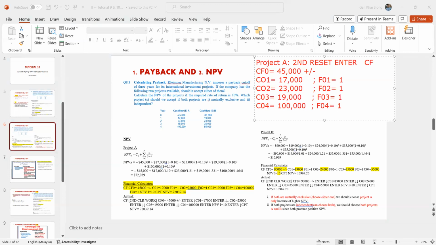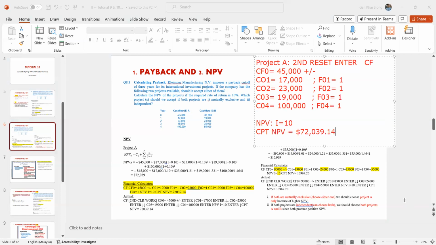Okay, now what's next? You press NPV. They ask you how much is the I. The I is 10%. You key in I, 10, and then enter. Enter going down, compute NPV. And straight away you get the answer, which is 72,039.14.